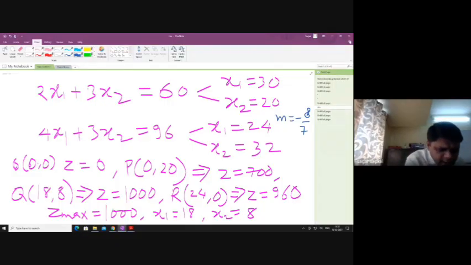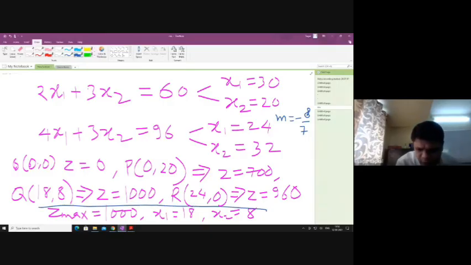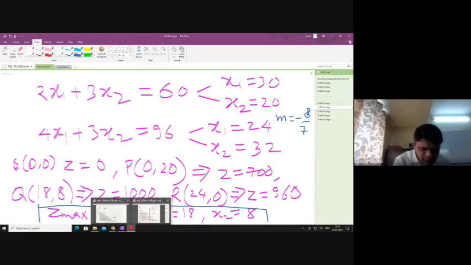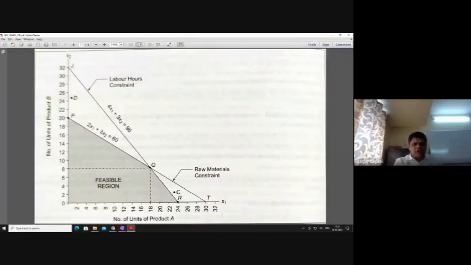So that you will get this as your optimal solution. Is it okay? So this is the solution. You have to draw the line so that you can get it.